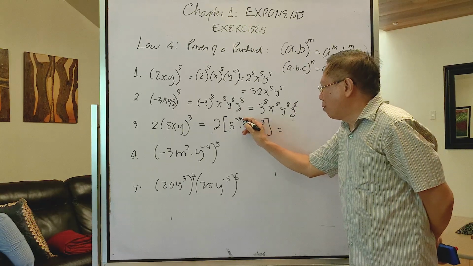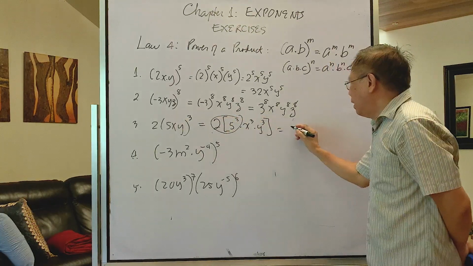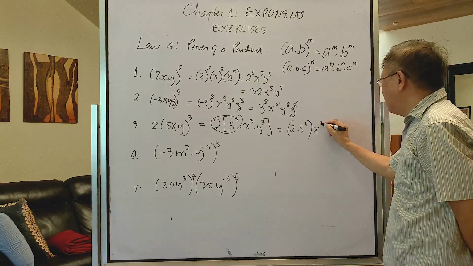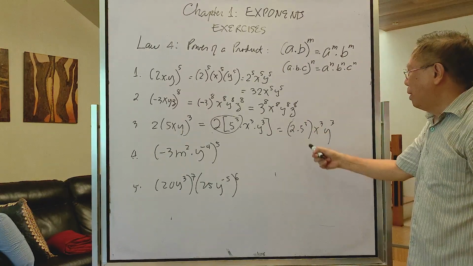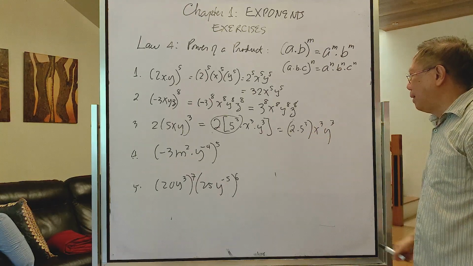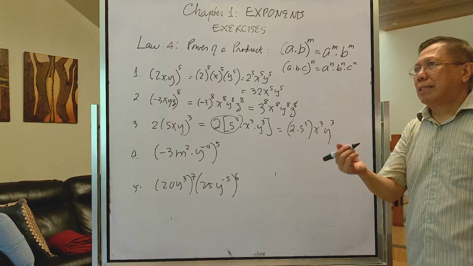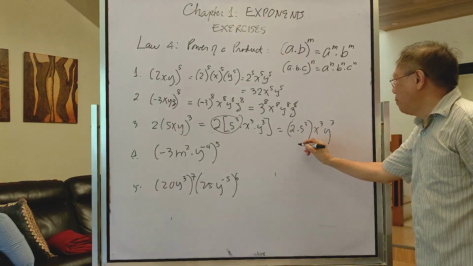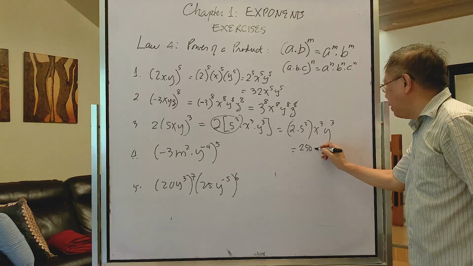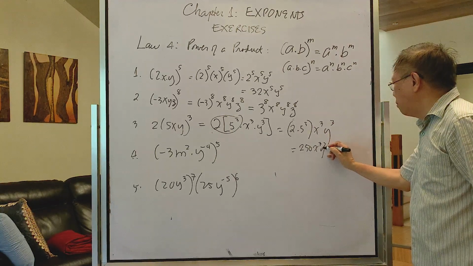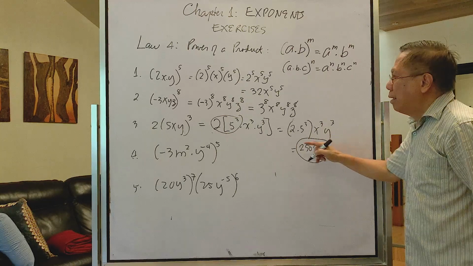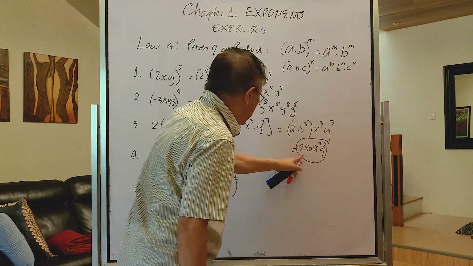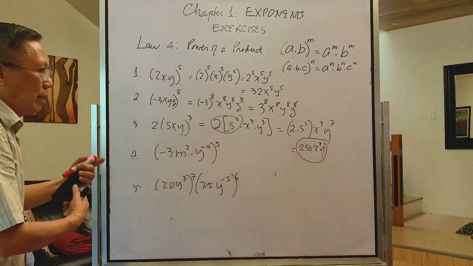We can just group these constants together, and I will get 2 times 5 cubed, and then x cubed, y cubed. Now, this is small enough to be expanded. 5 cubed is 5 times 5 is 25, times 5 is 125. Times 2, that gives me 250 x cubed, y cubed. So, 2 quantity 5xy to the cube will give me 250 x cubed, y cubed.